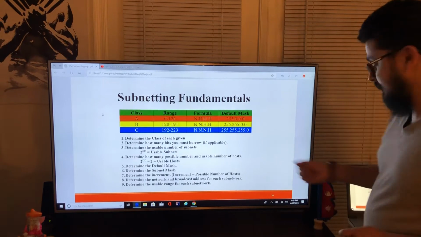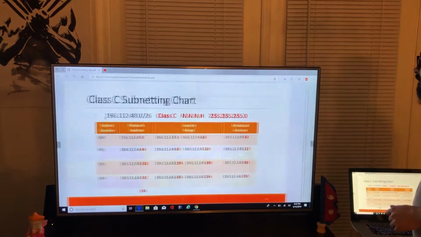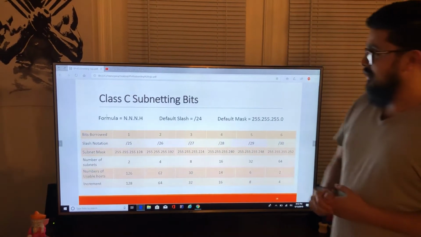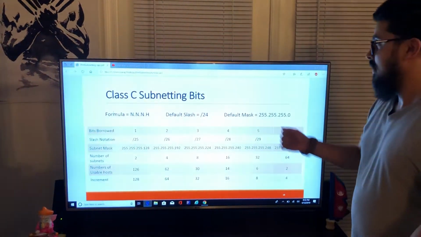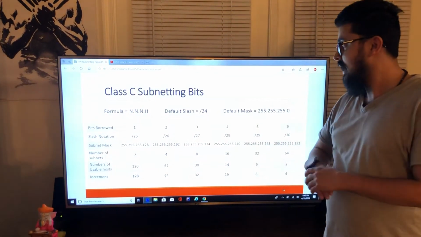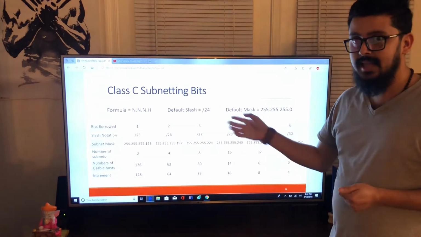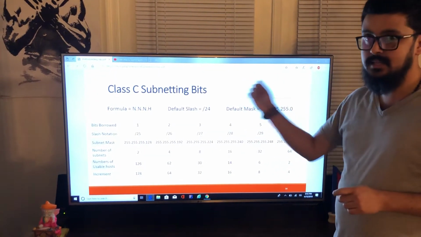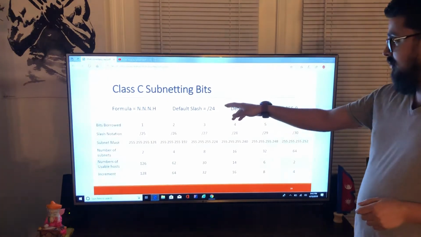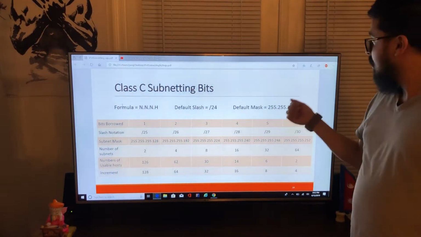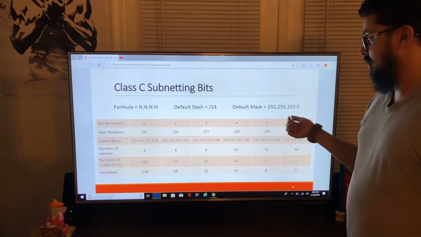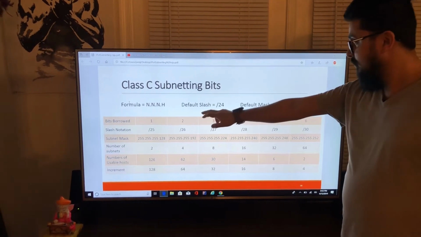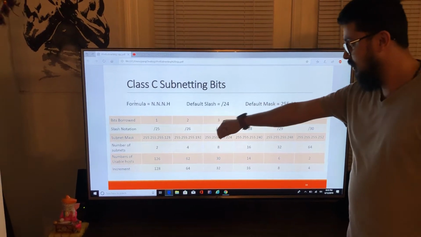We can see this on the second slide. Here, for an example, we're going to use this class C subnet. Here, the formula is 3n and h, where n is for network bits and h for host bits. The default is /24 notation, and the default mask is 255.255.255.0. Let's take an example of borrowing 2 bits here.